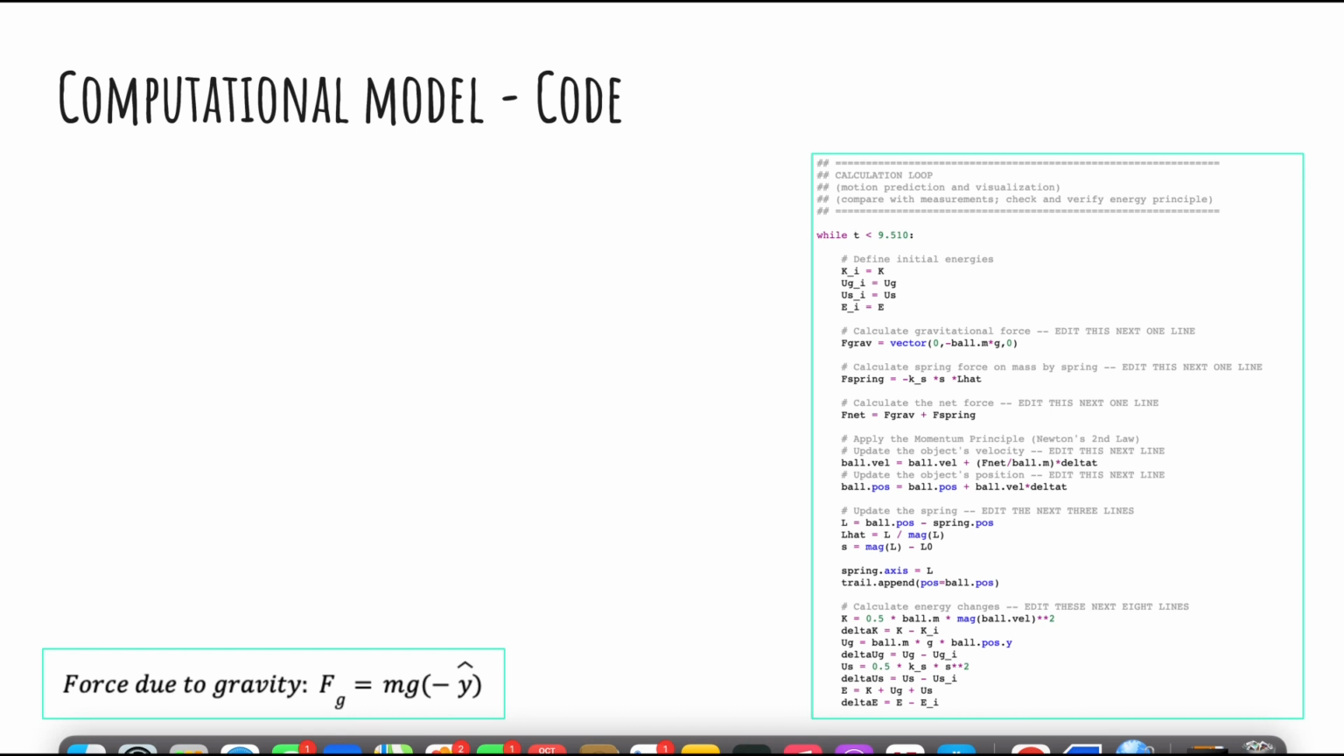Then I calculated the net force by editing the force of gravity to represent mass times the force due to gravity in the negative y-hat direction, and editing the spring force with its respective formula. The sum of both of these forces is equal to the net force. I then edit the object's position and velocity by inputting the update position and velocity formulas derived from the momentum principle. The spring was then recalculated and, near the bottom, the changes in each form of energy are calculated as well.